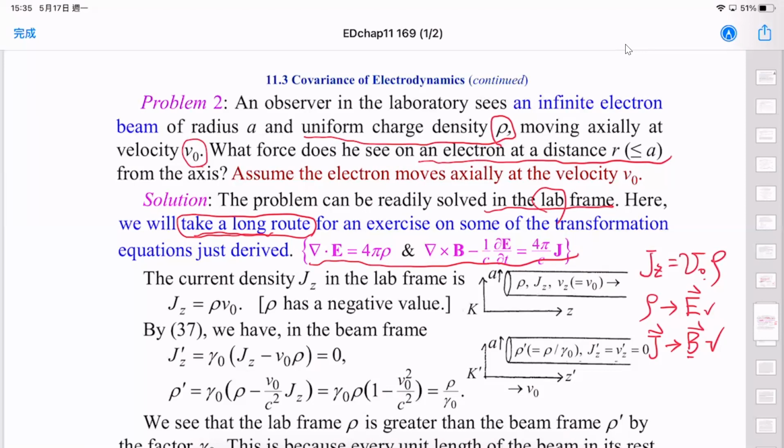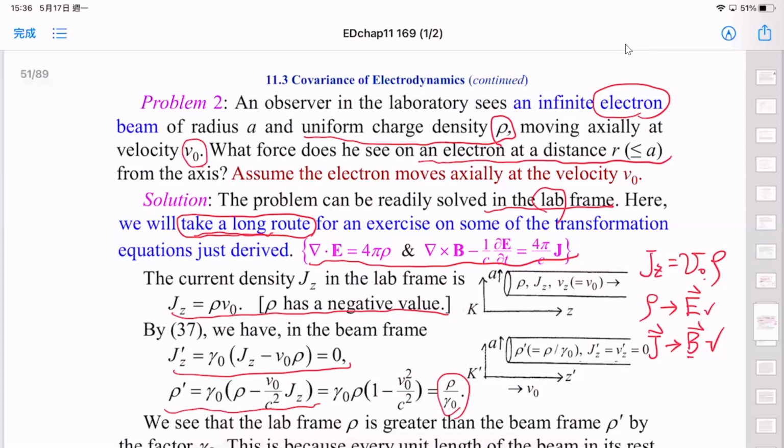So the current density J in the lab frame is shown here. Rho has a negative value because it is an electron beam. By equation 37, we have the beam frame here. In the beam frame, there is no current; the primed system moves with the electron beam. Rho prime will become this. What happened? If you move with the particle, you will see the density is actually smaller, because a moving particle becomes shorter, it is length contraction. However, if you move with the particle, you will see the so-called proper length. Therefore, your charge density will be decreased.